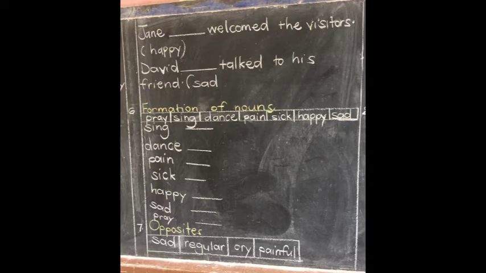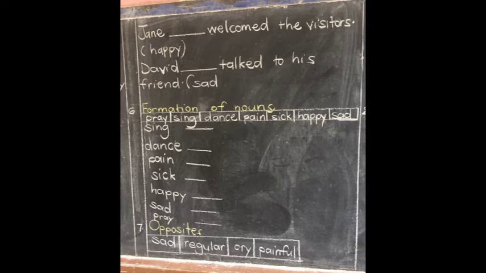Are we there? Then we now move to activity 6. On activity six, we are going to form nouns from adjectives and verbs. The verbs and adjectives from which we are going to form the nouns are pray, sing, dance, pain, sick, happy, and sad. So we are going to see which nouns we form from which verb or adjective. The first one that we are going to start with is pray.